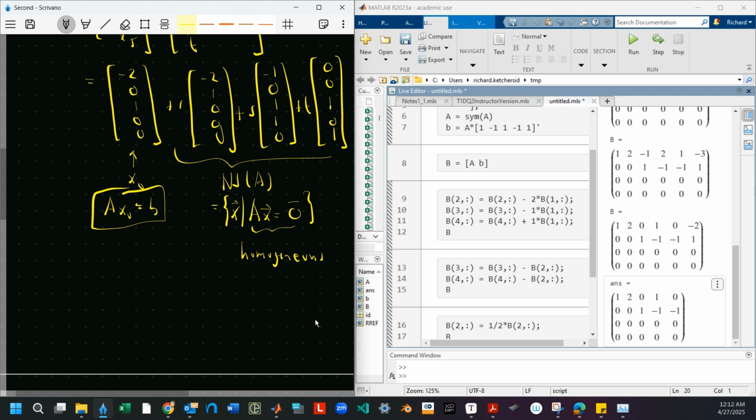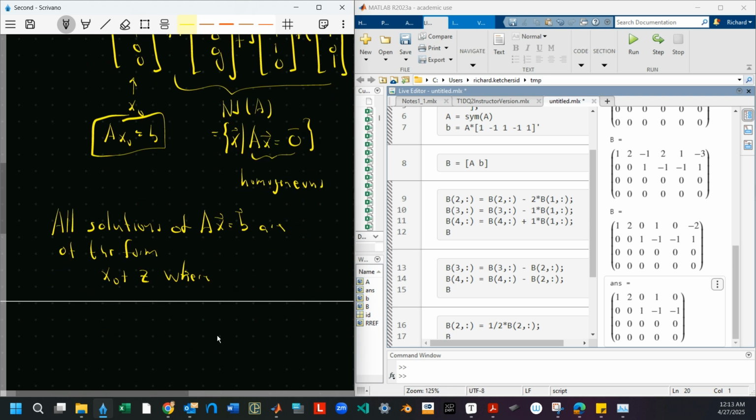So what you get here is the solution. Let me just write it out as a sentence. All solutions of Ax equals b are of the form x naught plus, let's say, z, where x naught is a particular solution.